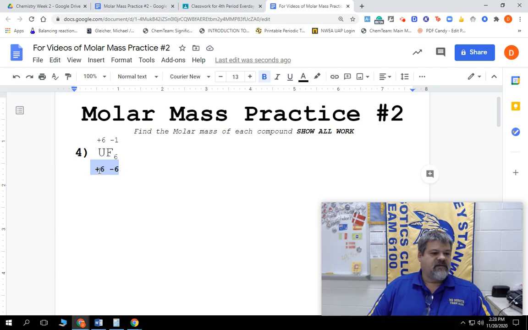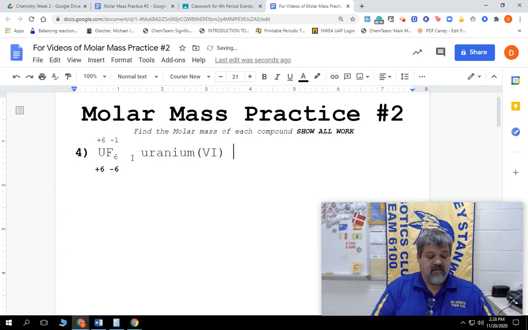So we got a +6 here. How do we get the charge? We divide by 1. That's how we get the +6. So we're going to call this one uranium, parentheses, 6. There's our 6. And then it's going to be fluorine, but we have to change the ending to -ide, so it'll be fluoride. So uranium 6 fluoride. That's how we go ahead and do the nomenclature for this.